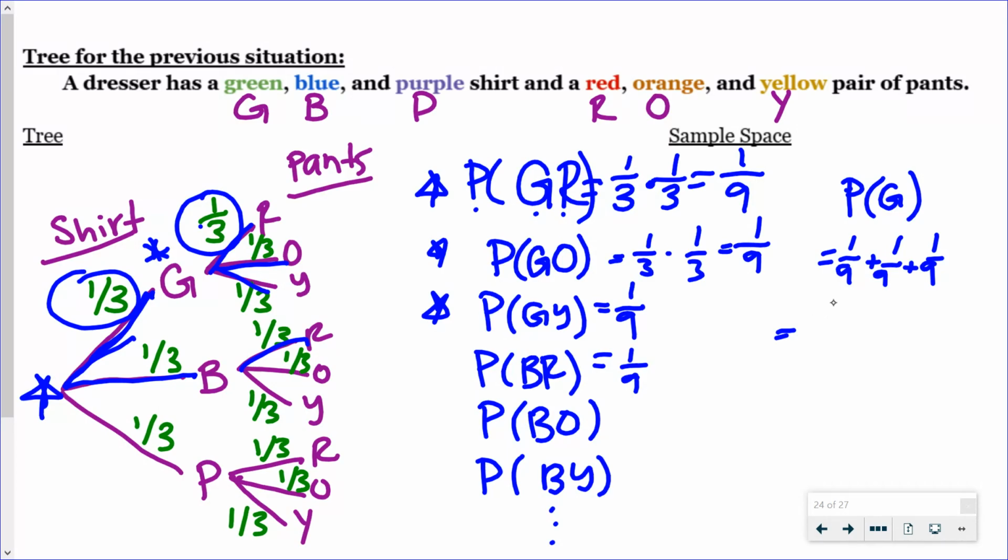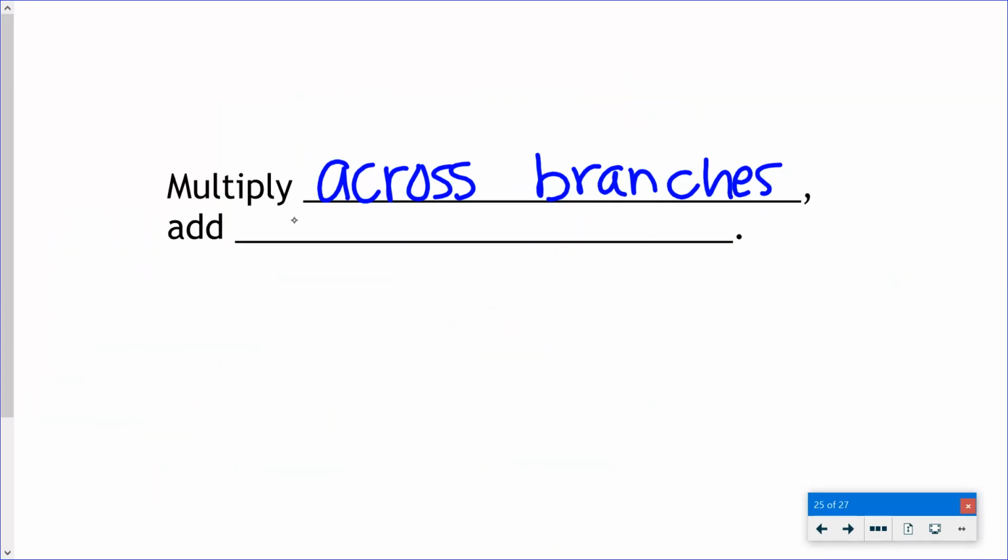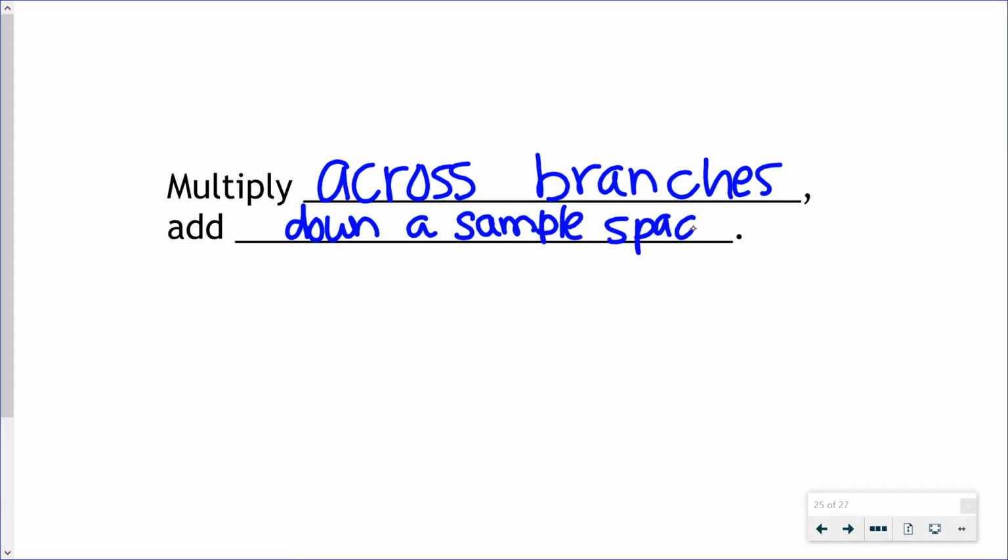When we add fractions, we keep the denominator the same. We combine the numerator, so I would have 3/9. So whenever I'm going down a sample space, I add, okay? We add down a sample space. So when we are combining probabilities, we are adding them. When we are finding the probability across a tree, we multiply.